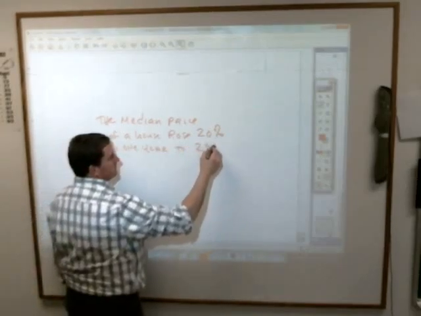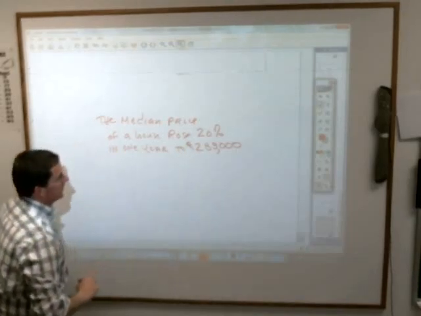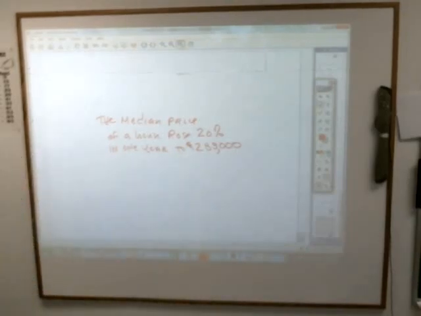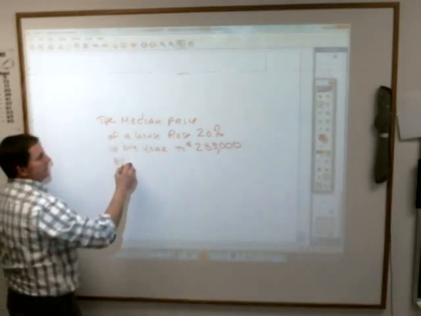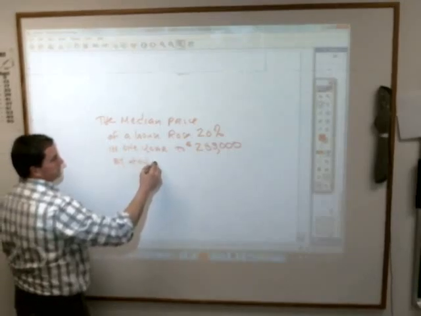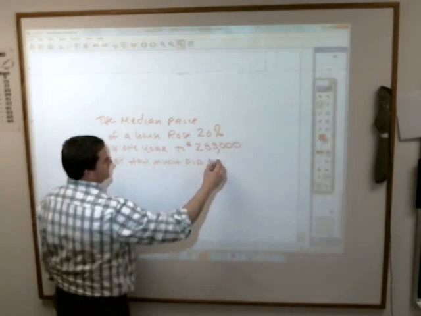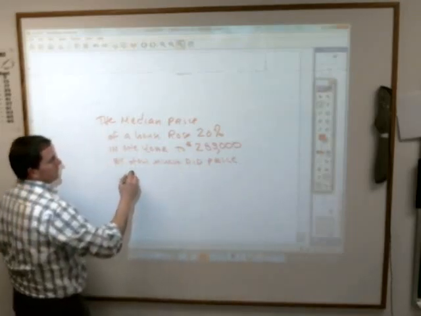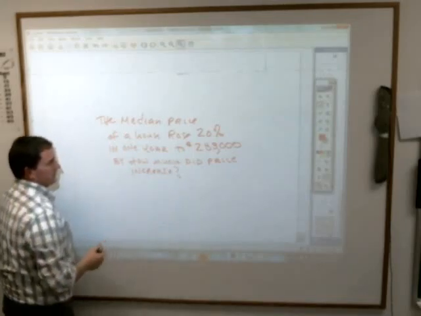$288,000. A lot of zeros, a lot of numbers there. By how many dollars did the median price increase? By how much did the price increase? Take a chance to jot that down.